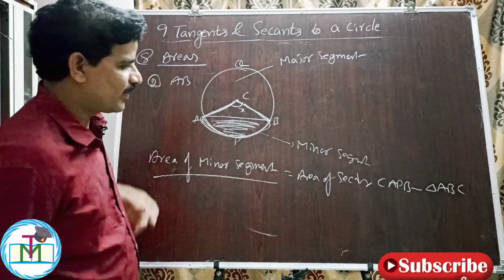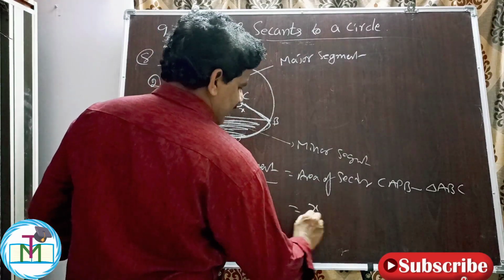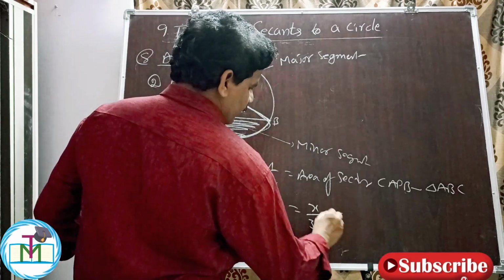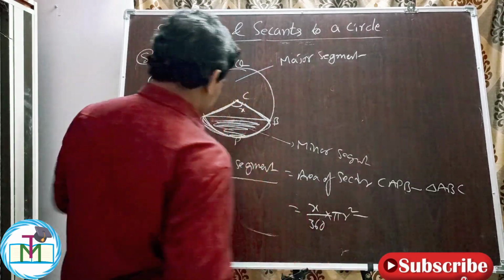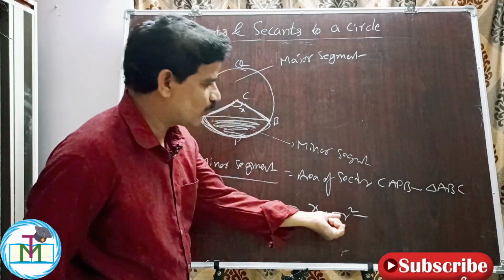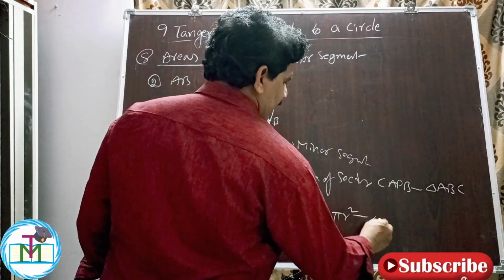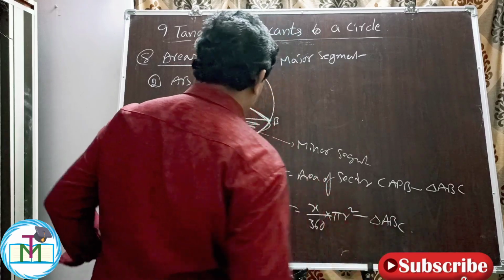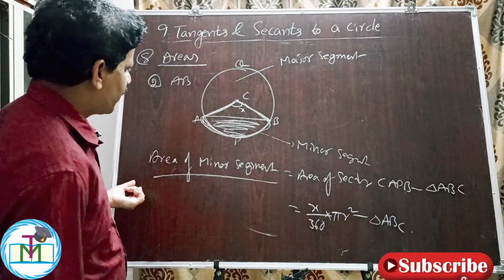From the first point, we get x degrees by 360 degrees into pi r square. It makes x degrees at center. Therefore x by 360 into pi r square minus area of the triangle. This is a very, very important formula.